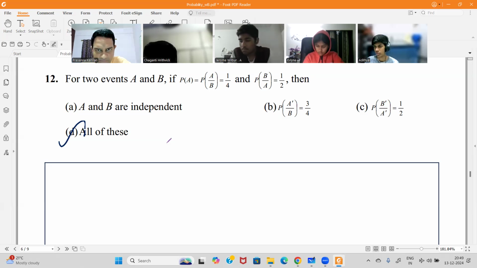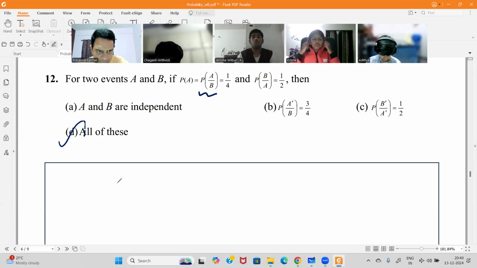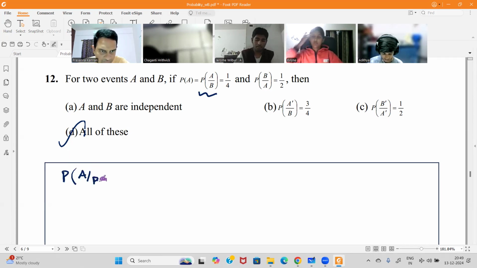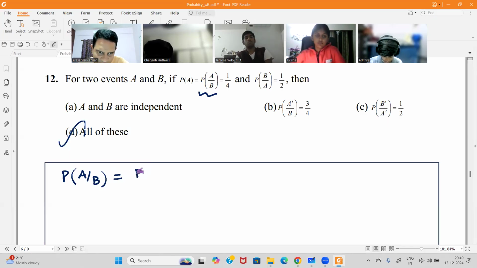Should I repeat this or is it clear? Jerome, is it clear? Sir, can you repeat it, sir? Yeah, sure. So we start from here. See, P of A given B. Or you go from conditional probability, that's also okay. So I'm going to tell you by another way now.